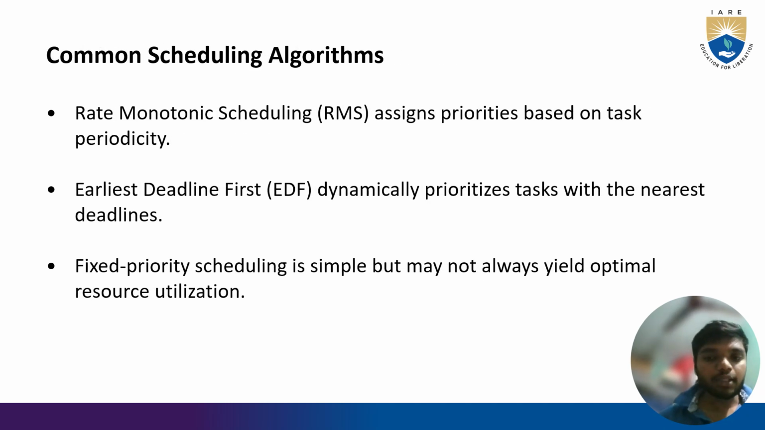Common scheduling algorithms. Rate monotonic scheduling, RMS, assigns priority based on task periodicity. Earliest deadline first, EDF, dynamically prioritizes tasks with the nearest deadlines. Fixed priority scheduling is simple but may not always yield optimal resource utilization.